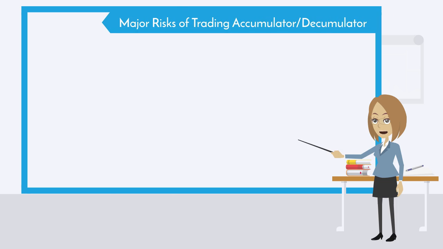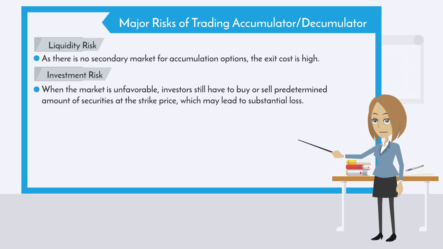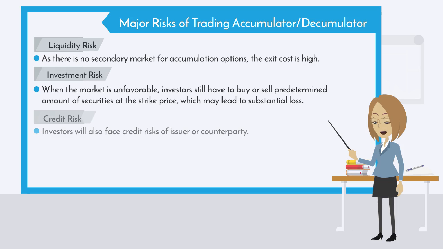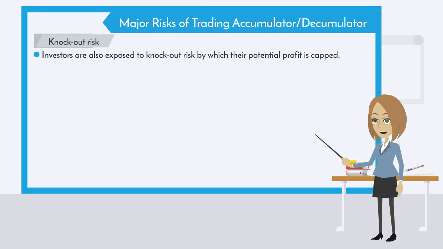Investing in accumulator or decumulator will expose you to several risks. For example, you will face liquidity risk. As there is no secondary market for accumulation options, the exit cost is high. When the market is unfavorable, investors still have to buy or sell a predetermined amount of securities at the strike price, which may lead to substantial loss. Investors will also face credit risks of the issuer or counterparty. The potential leverage risk may amplify the extent of loss. Investors are also exposed to knockout risk, by which their potential profit is capped.